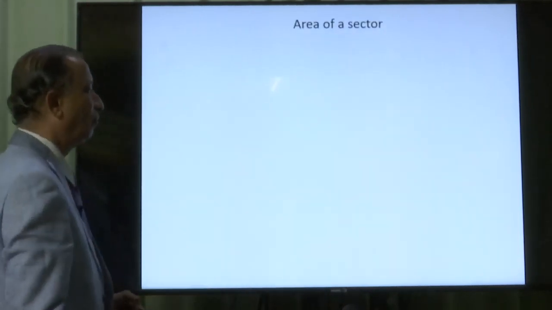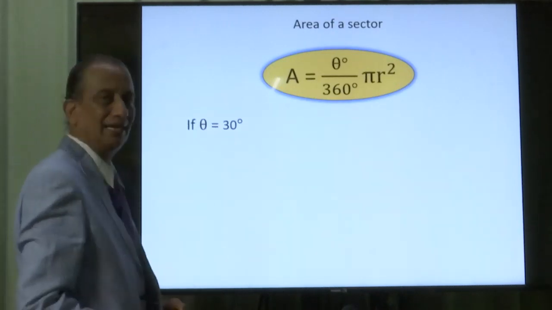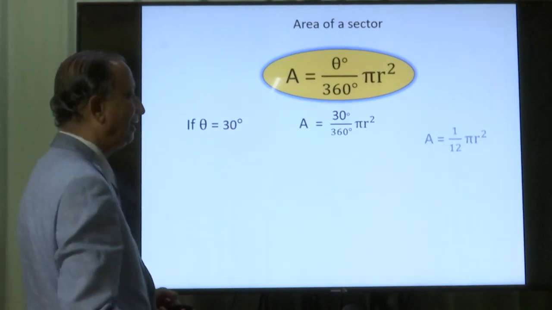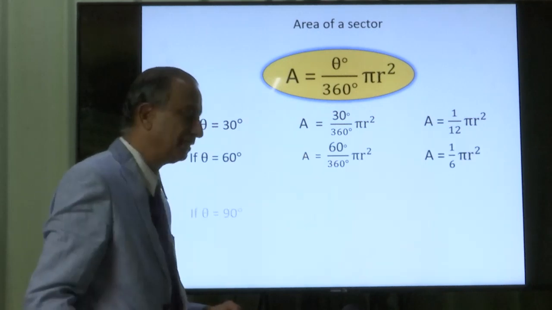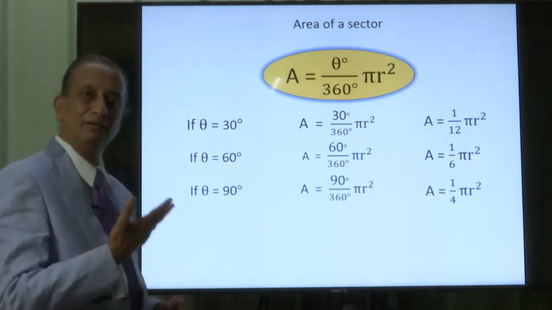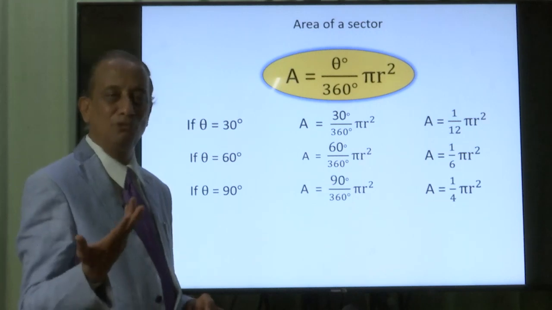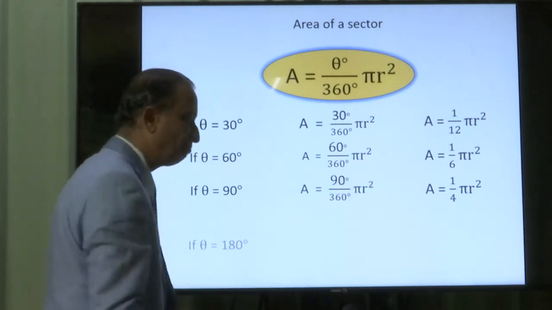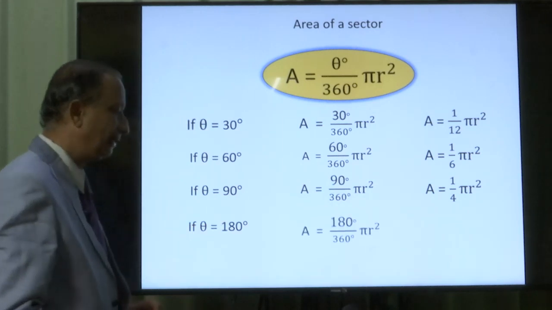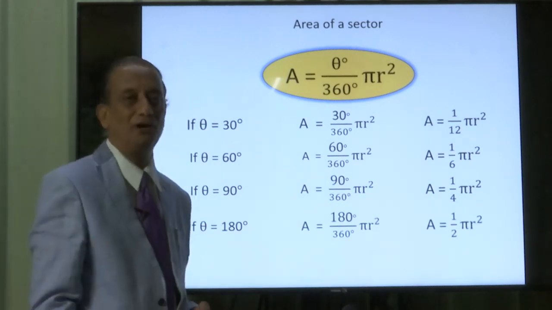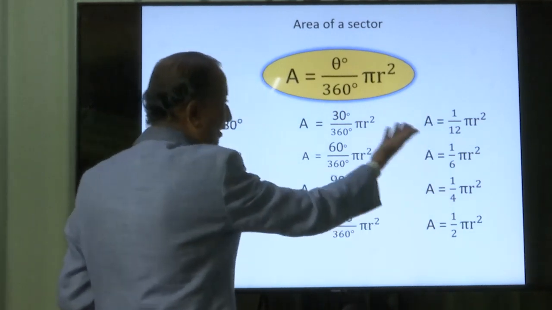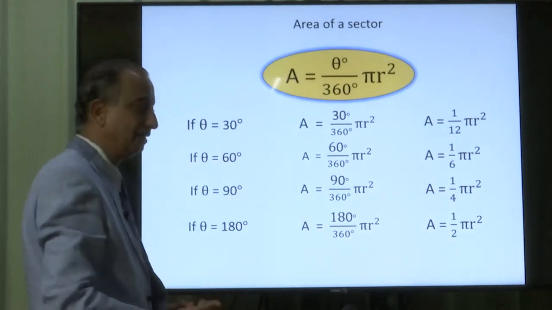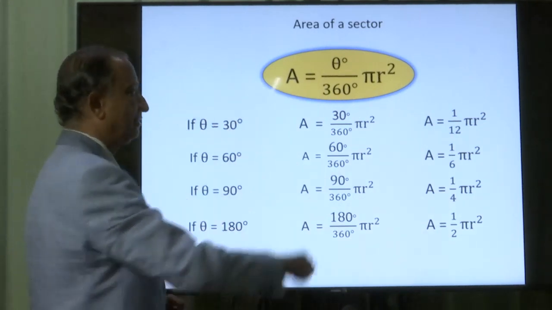Now, let us consider four examples. Let us say the angle at the center is 30 degrees, then the area of the sector will be 1/12 of pi r square. If it is 60, it will be 1/6 of pi r square. If it is 90, naturally it has to be 1/4 of pi r square, and finally if the angle is 180 degrees, it has to be half of the area of the circle. So, we have worked these out using this formula only. Therefore, please remember the area of a sector as theta by 360 degrees times pi r square.